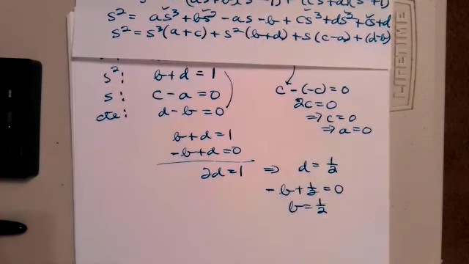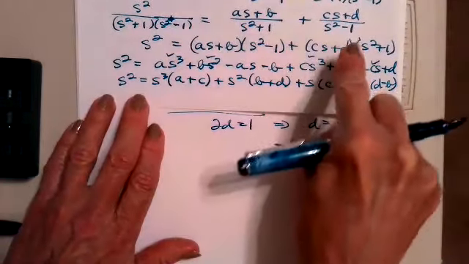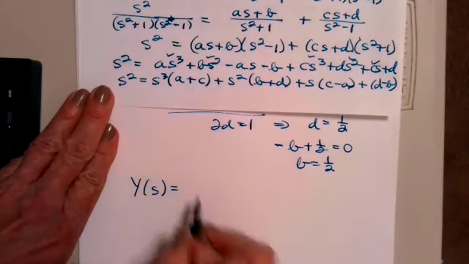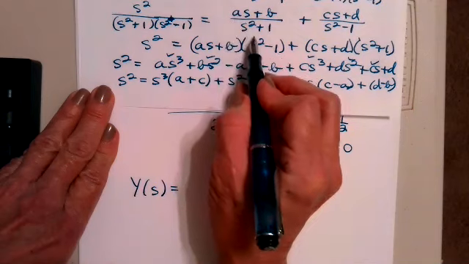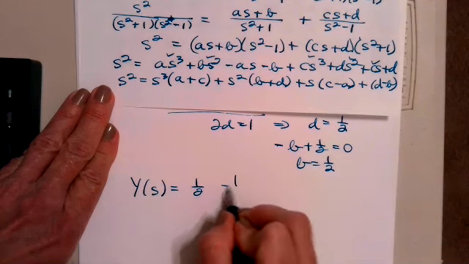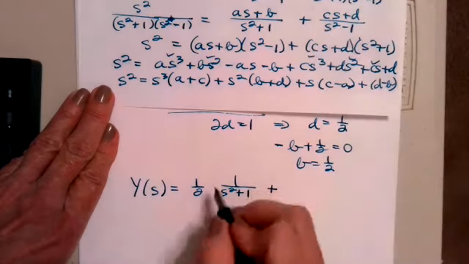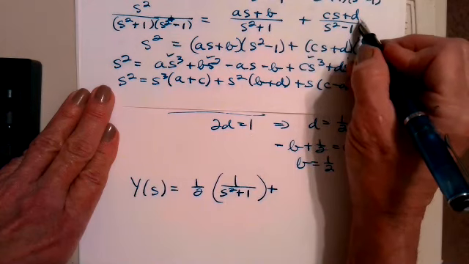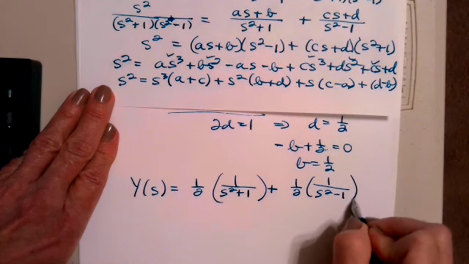Okay. All right. And so now what does that tell us? Going back here, now we have a and c are 0 and b and d are both 1/2. So y of s can be written as, so we're writing this thing as this. A, which is 0, that goes away. B is 1/2. So I get 1/2 times 1 over s squared plus 1 plus c, which is 0, so that one goes away. And d is 1/2, so that's 1/2 times 1 over s squared minus 1.